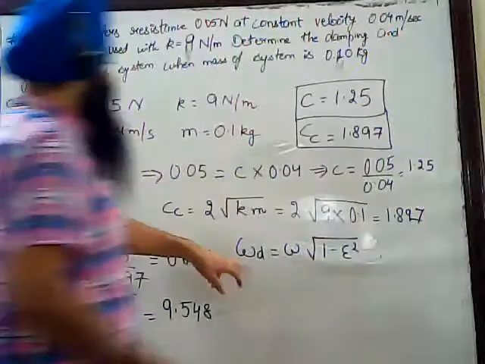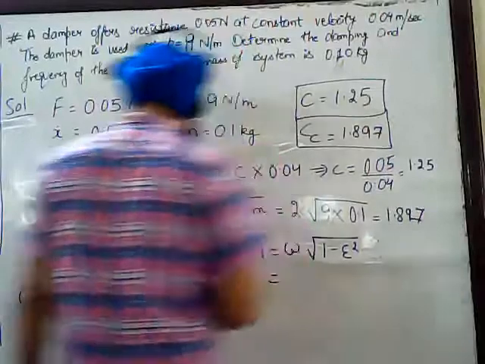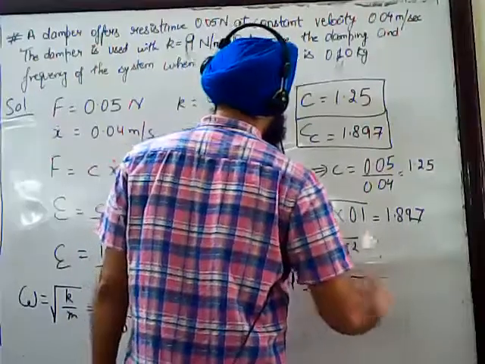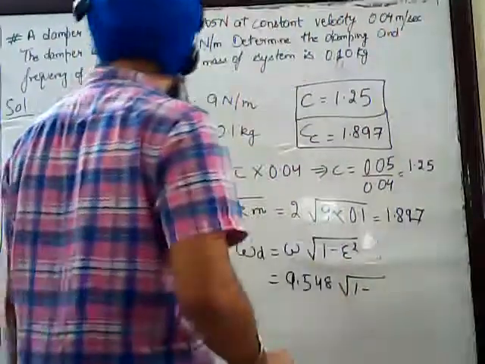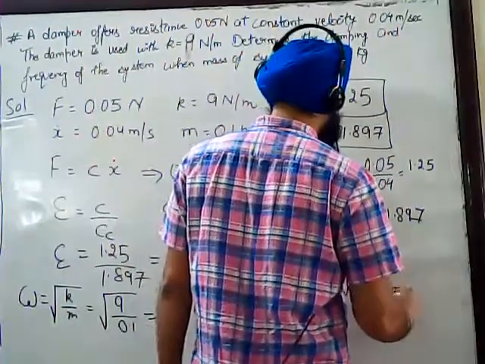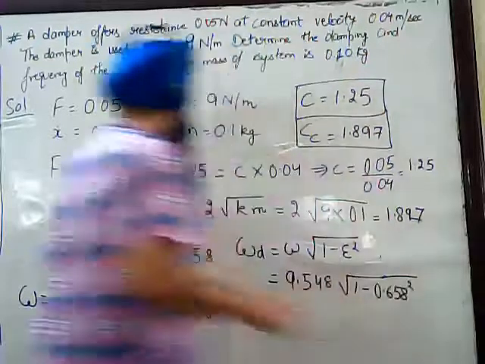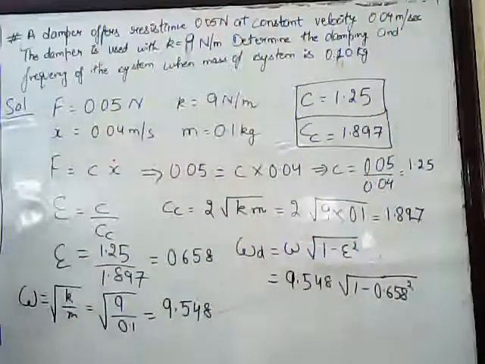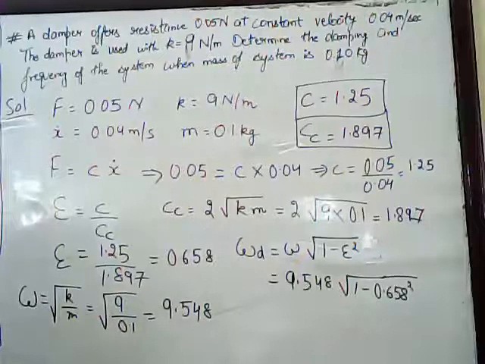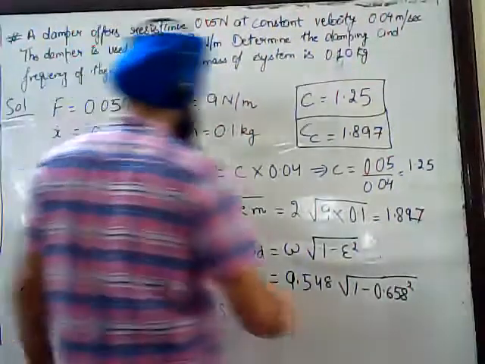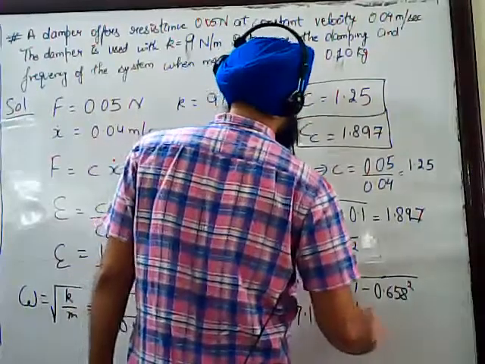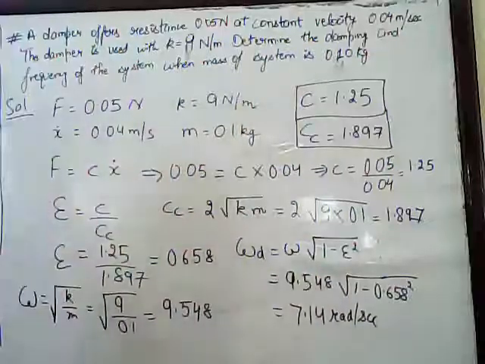Next we have to find the value of omega d. We know that omega d is equal to omega, which is 9.548, into under root of 1 minus epsilon square. The value of the damping ratio is 0.658. So 9.548 into under root of 1 minus 0.658 square. The value will be 7.14 radian per second. So the damped frequency is 7.14 radian per second.